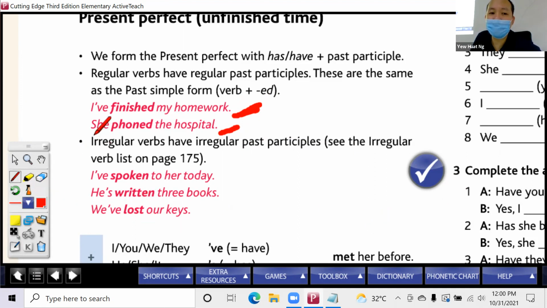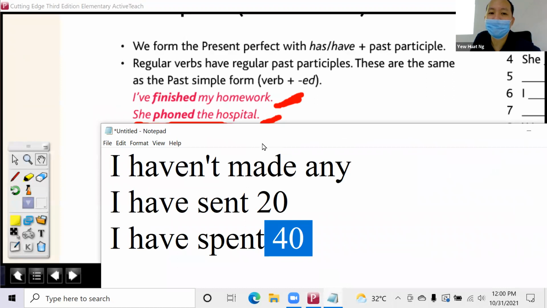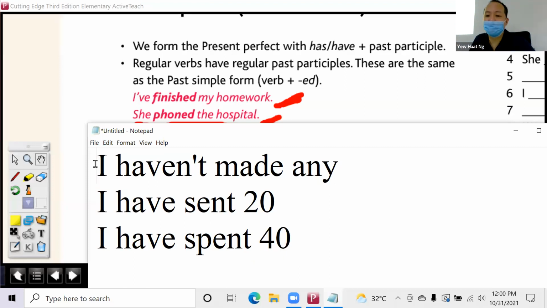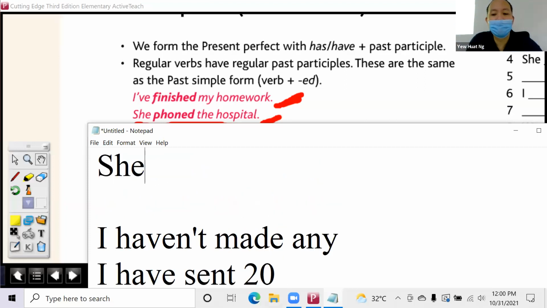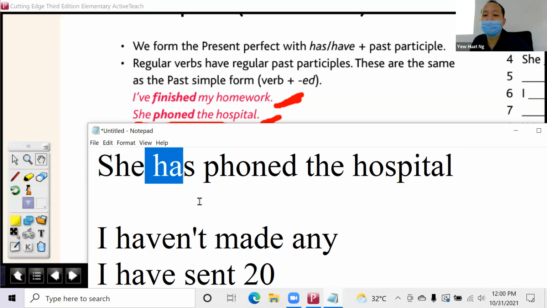So just help me with this. If I want to say 他已经打了电话给医院, how do I say that? Correct. I will say she has phoned the hospital. Clear? I can make it shorter by doing this.